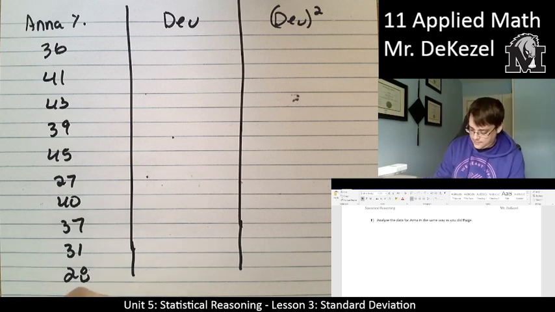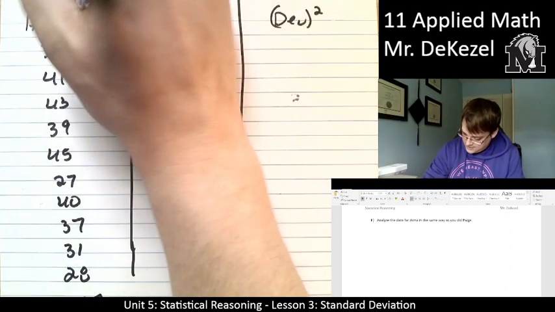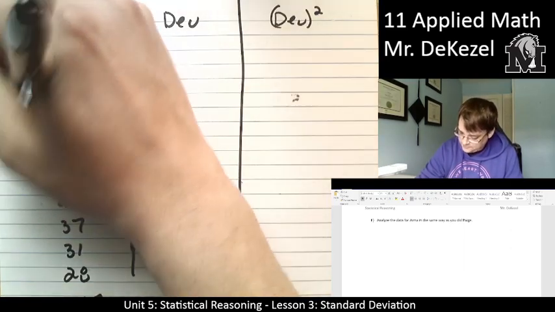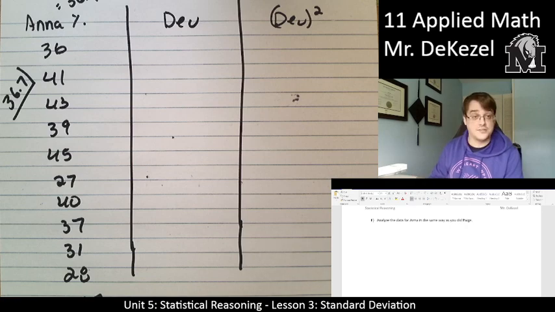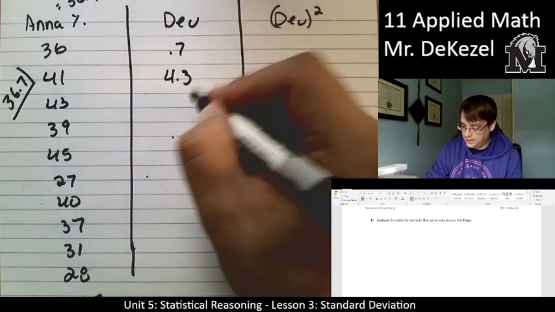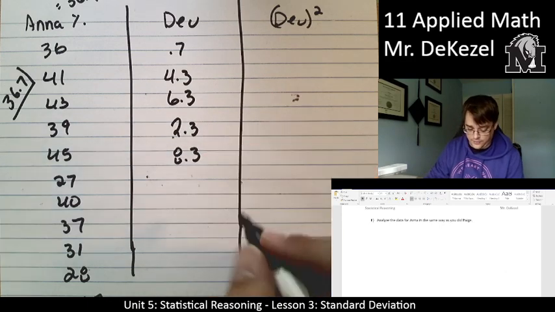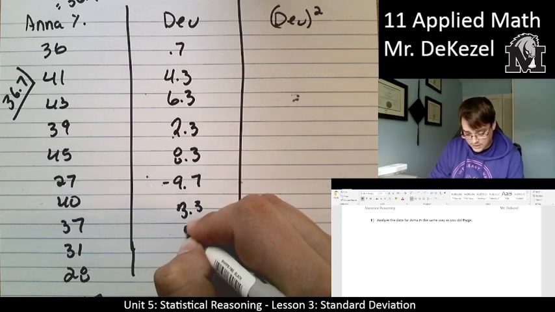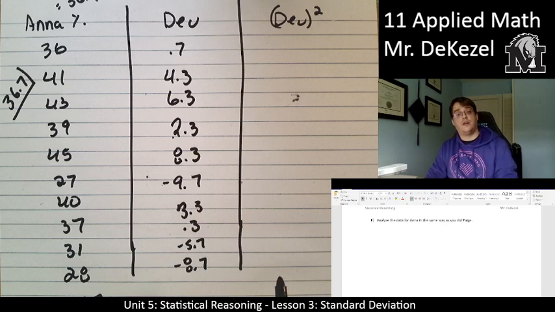The mean for Anna is 36.7. You can't see that. Where can I write it that you can see it? There, that's the mean. So we are going to find the deviation from the mean for each of these values. 36 is 0.7 away from the mean. 41 is 4.3, 43 is 6.3, 39 is 2.3, 8.3 for 45, negative 9.7 for 27. We have 3.3 for 40, 0.3 for 37, negative 5.7 for 31, and negative 8.7 for 28.